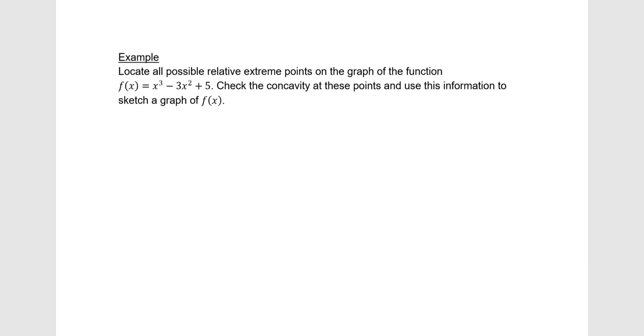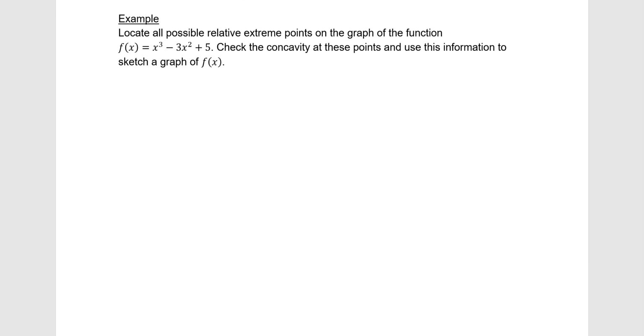Okay, let's do another example. Let's find all possible relative extreme points on this function and then check the concavity at these points to determine how to sketch f of x. So let's go ahead and find both derivatives right away. Get them out of the way. F prime of x, so power rule, 3x squared minus 6x. And then the second derivative is going to be 6x minus 6.